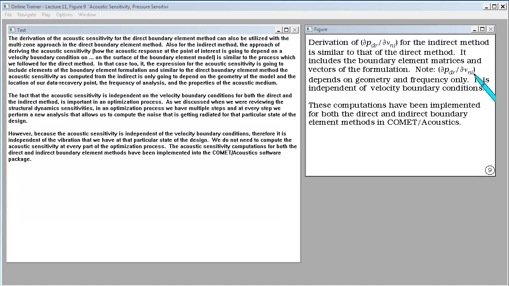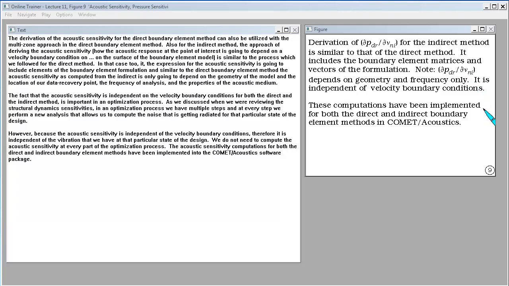The fact that the acoustic sensitivity is independent of the velocity boundary conditions for both the direct and the indirect method is important in an optimization process. As we discussed when we were reviewing the structural dynamic sensitivities, in an optimization process we have multiple steps, and at every step we perform a new analysis that allows us to compute the noise that is getting radiated for that particular state of the design. However, because the acoustic sensitivity is independent of the velocity boundary conditions, therefore it is independent of the vibration that we have at that particular state of the design, we do not need to compute the acoustic sensitivity at every part of the optimization process.